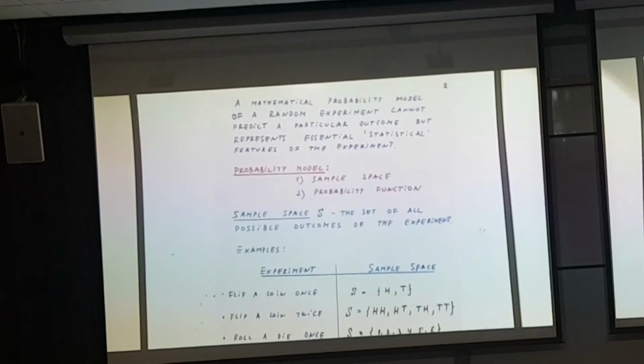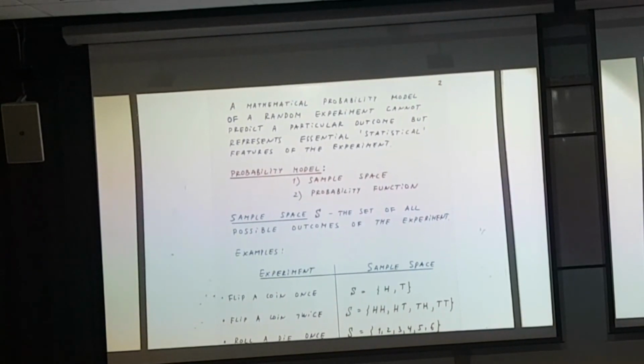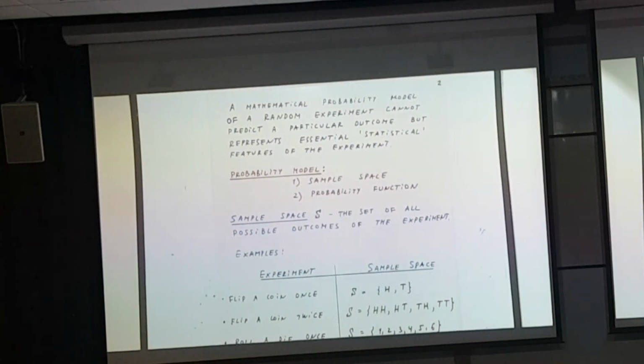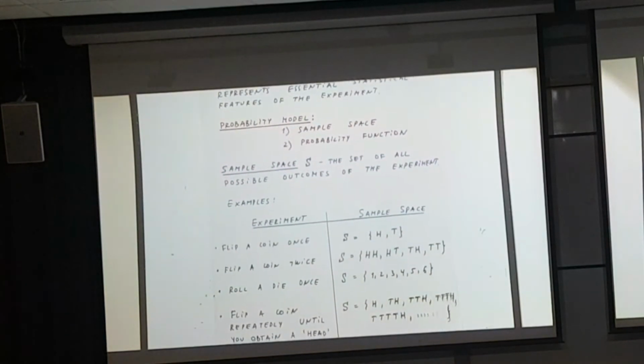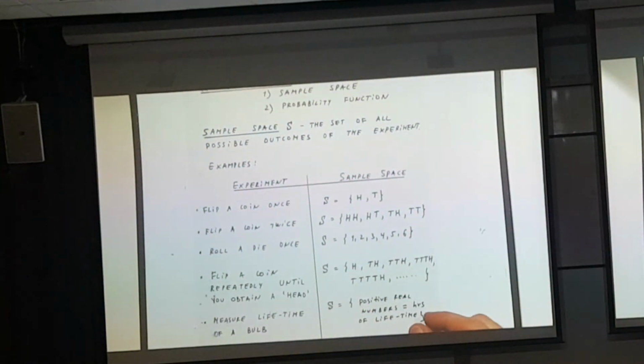So the mathematical probability model has two main ingredients. The first one is the sample space, and the second is the probability function. And the sample space, which we will usually denote by capital S, is the set of all possible outcomes of the experiment. Here are some examples of sample spaces.